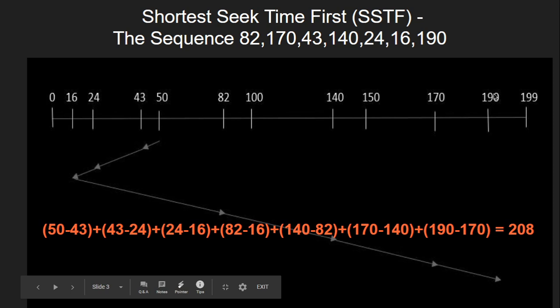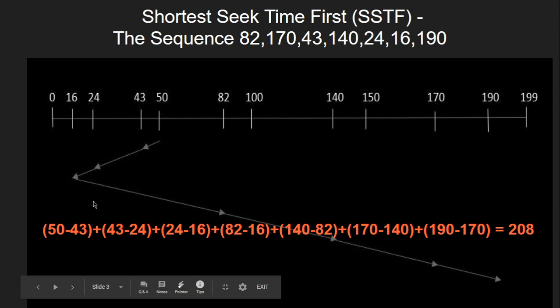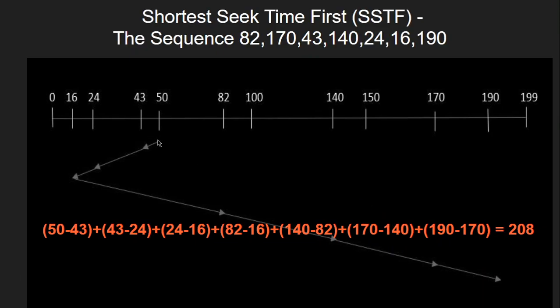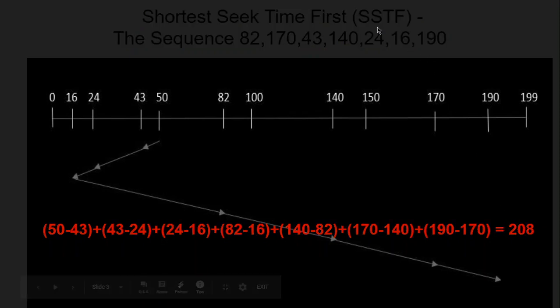Straightaway you find the difference between 190 and 16, so we can do the calculation faster instead of going from 16 to 82 and then to 140, because in the same direction we are doing the same process. So directly subtract 190 minus 16, and if you sum up, the value will be 208. I have just shown this to explain how the differences are calculated, but for faster calculation, always move in one direction, do one calculation, and in the other direction do a single calculation. So the answer is 208 in the case of shortest seek time first.